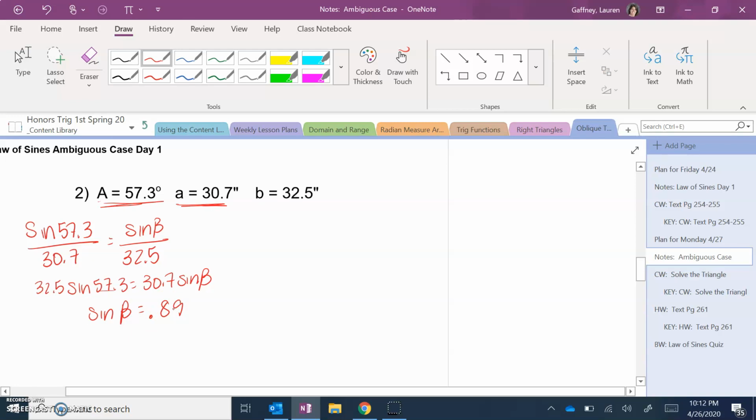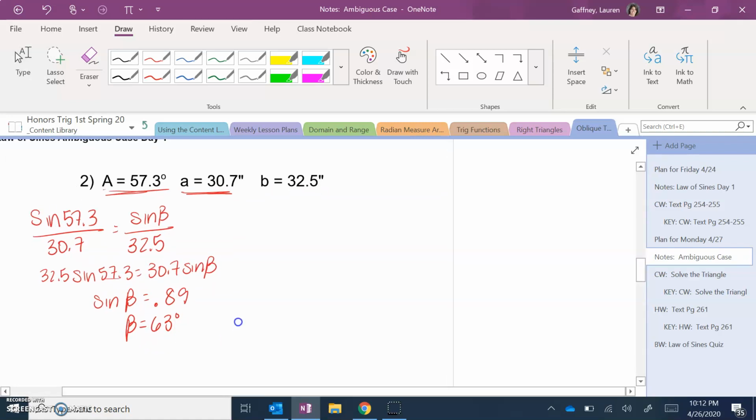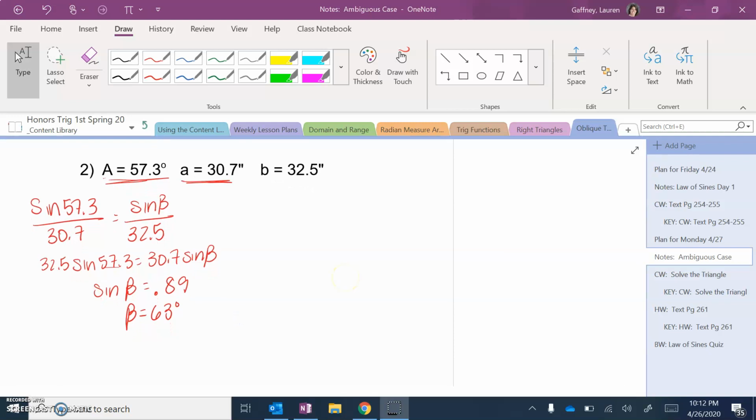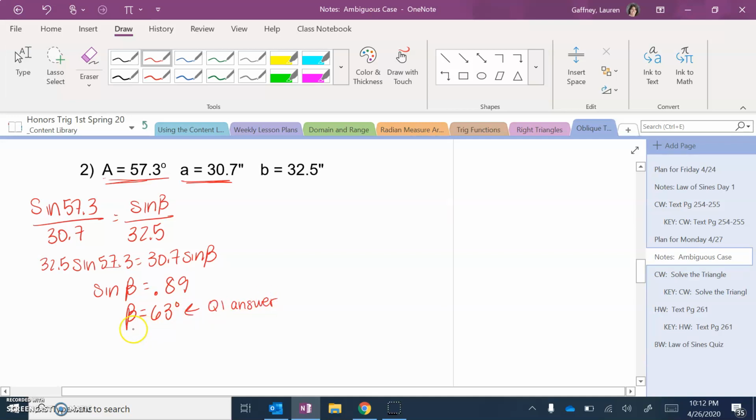Right away we're good because it's smaller than 1. If you do sine inverse of both sides, I got that angle B was 63 degrees. I don't remember if I rounded that or not, but 63 degrees. Now, let's think about this. Before we had said that sine technically is positive in quadrants 1 or 2. So this would be the quadrant 1 answer. What would our quadrant 2 answer be? If we take 180 and subtract 63, we get 117.